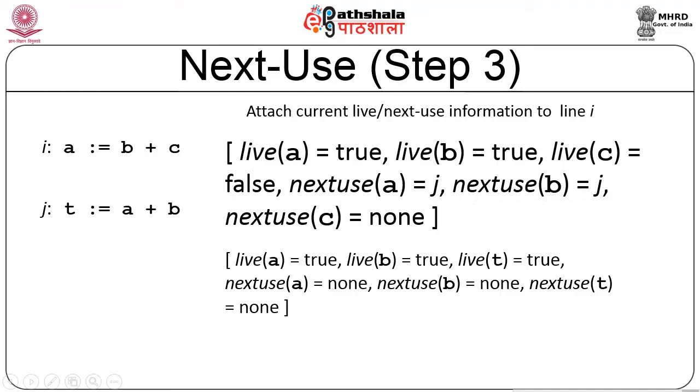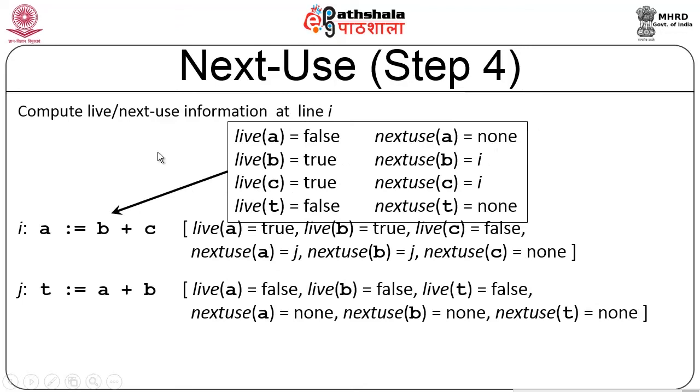Now, what we should do basically, A is not supposed to live here, okay, and you should take that off, and B and C will be having a next use at line number I is what we have to basically attach. So, we say live of A is false, which was true earlier, okay, here, live of B is true, live of C is true, next use of B is I, next use of C is I, okay. Now, look at this, live of T is false and next use of T is none because that is what is available in the previous situation.